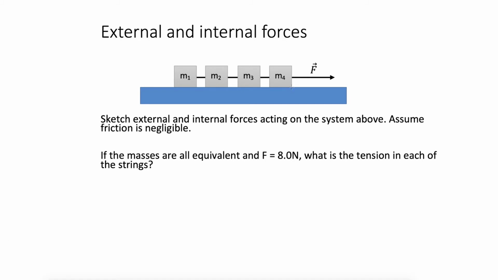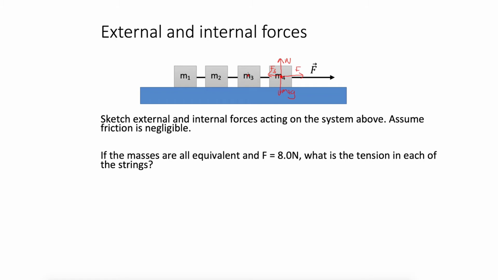Okay, so let's start with M4. So M4 has M4G going down, and then it's going to have an equal and opposite normal reaction force going up. Now it's got this force F pulling it along, but these other masses are pulling it backwards. So we'll call this F3 because mass 3 is the one next to it. So those are all the forces which are acting on block 4.